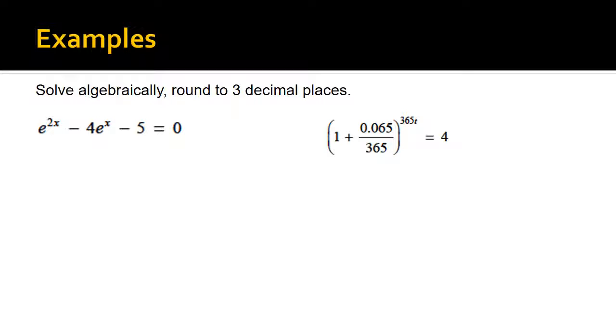Okay, try these two problems. Pause the recording while you do them and resume to check your answer.